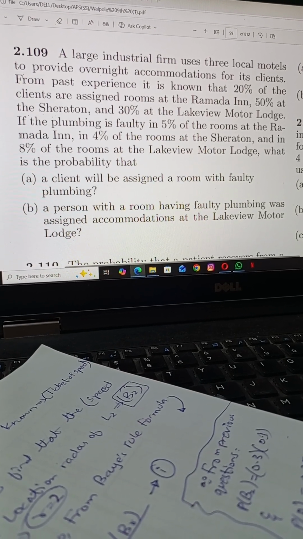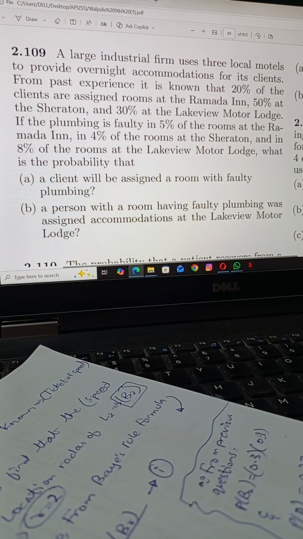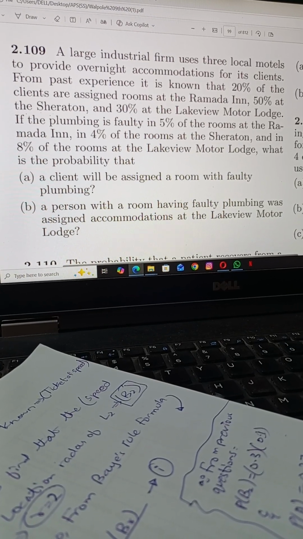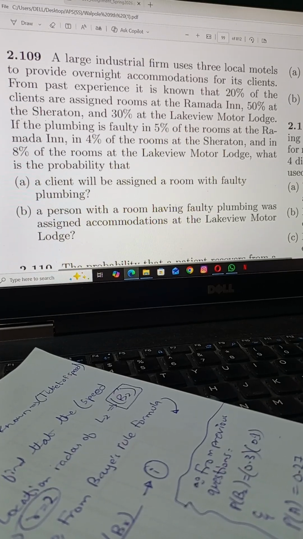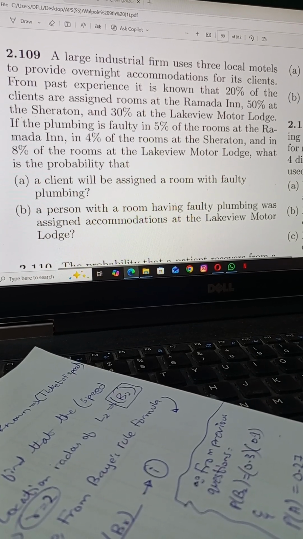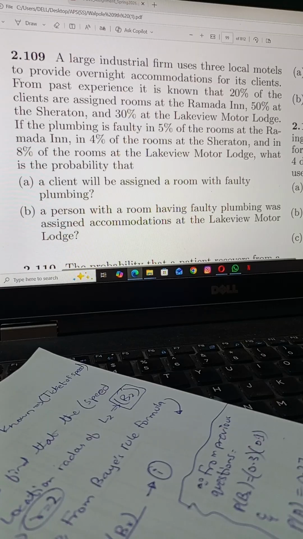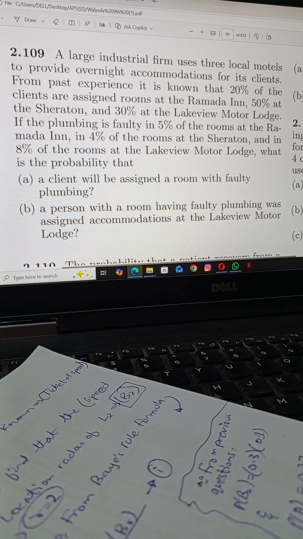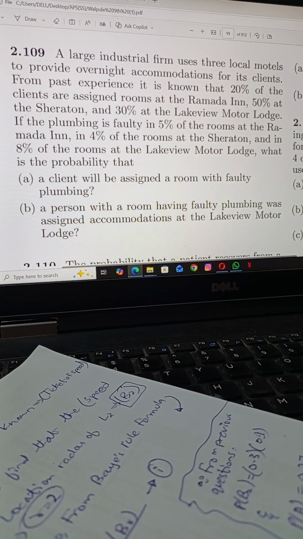In today's video we are going to solve another problem of the Bayes rule. This problem is taken from the Walpole 9th edition. The problem is 2.109.